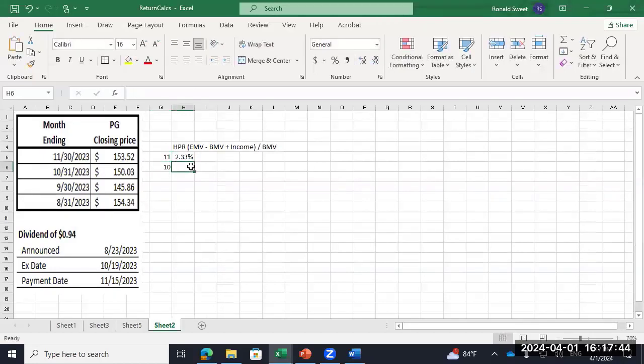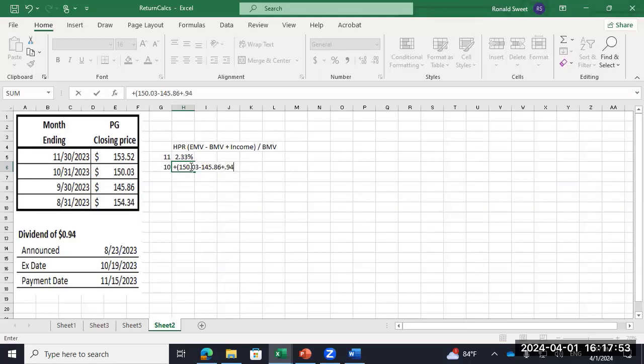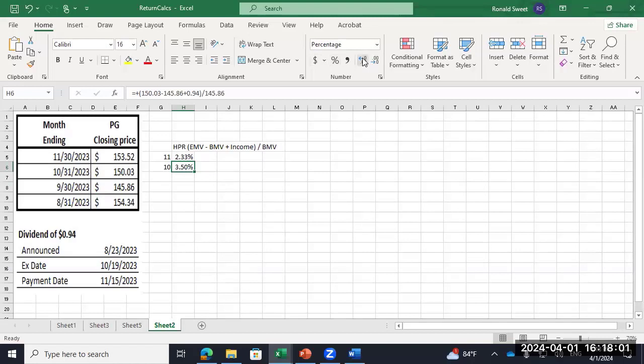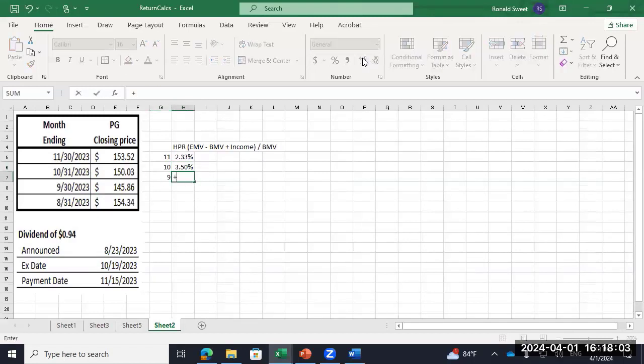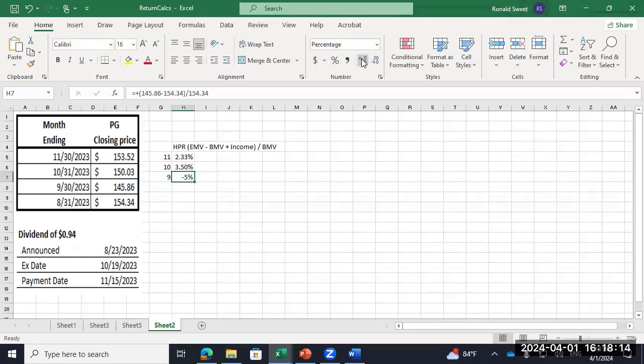In October, you've got 150.03 minus 145.86. How much income? 94. It's ex-dividend, so you get the 94 cents in there, divided by 145.86. So a really strong October. And then September, 145.86 minus 154.34, divided by 154.34. So kind of a bad month there.